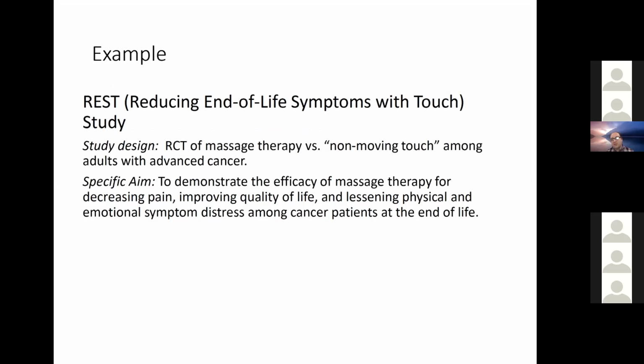So right here, we see several potential outcome variables, right? There's a pain variable, there's a quality of life variable, and there are physical and emotional distress variables. One of the important things is to think about how each of these are measured. What I would say on the face of this is that each of these is probably measured by some sort of continuous scale. So we would typically be looking for a difference in means between the massage therapy randomized subjects and the non-moving touch subjects.